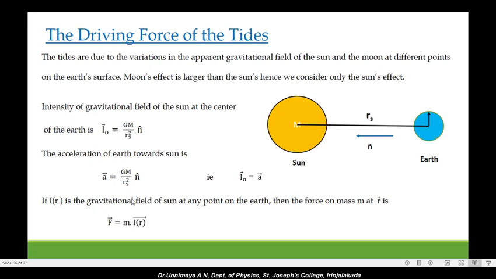Here we considered I of r, and I0 is equal to A. So in the equation F is equal to ma, what do we put in place of A? We put I of r. So F will be equal to m into I of r.